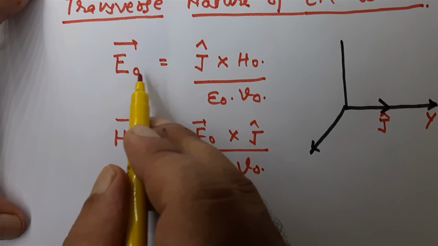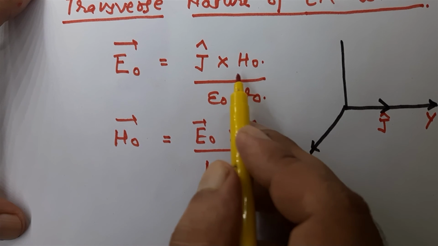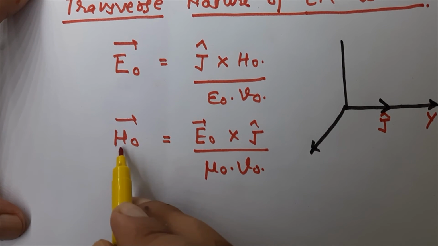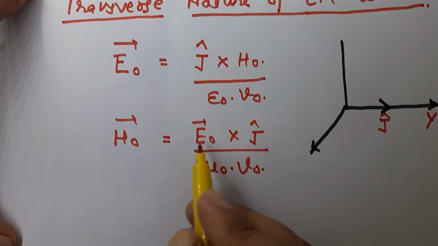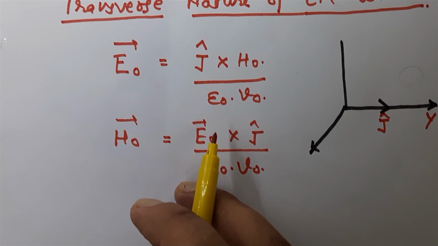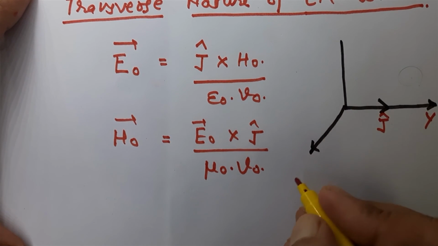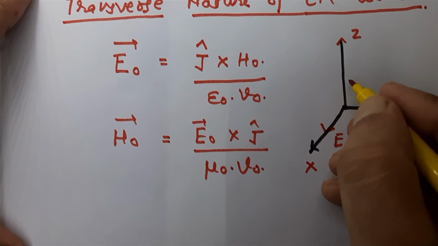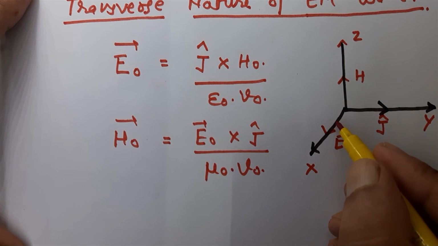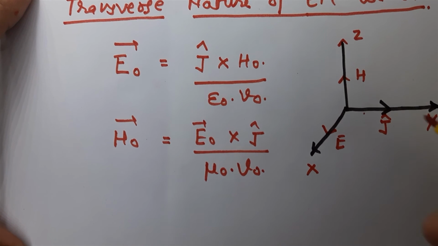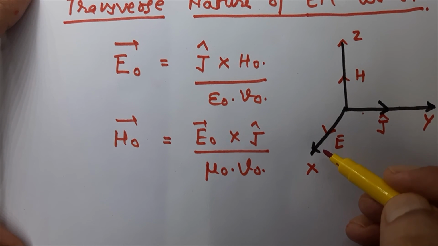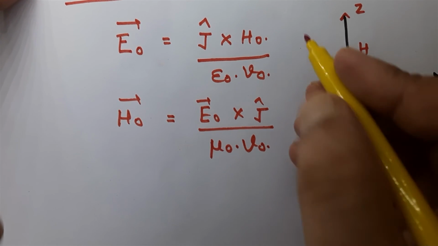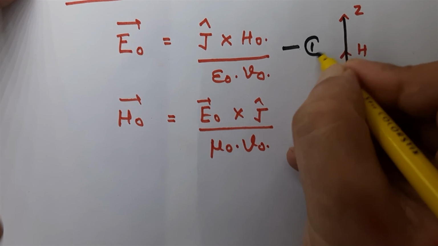Then this electric vector has to be perpendicular to J and H. That is, electric vector is perpendicular to direction of propagation as well as magnetic vector. Similarly, the magnetic vector is perpendicular to J and E. It means that all the three vectors E, H and J are perpendicular to each other. So along this X direction, we can have this electric vector, and along this Z direction, we have this magnetic vector. So this E cross J will give you H, and this J cross H will give you E. So along with this direction and with the help of these two equations, we can understand the transverse nature of EM wave. So let me call this equation number 1 and equation number 2.